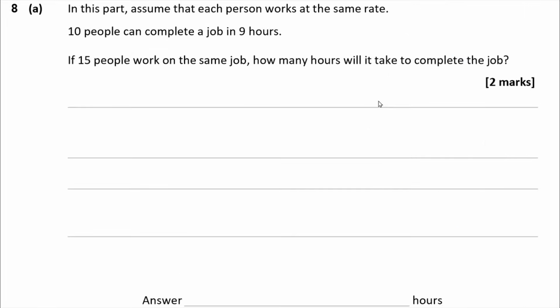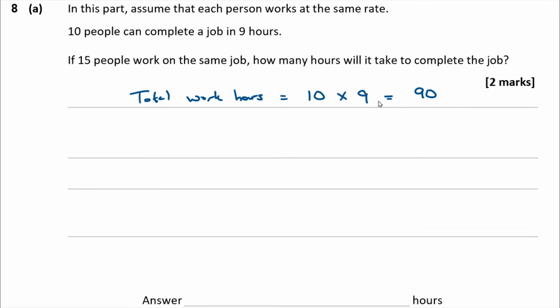Question 8a. In this part, assume that each person works at the same rate. So we've got 10 people and they can complete a job in 9 hours. If 15 people work on the same job, how many hours will it take to complete the job? Okay. Well, if there are 10 people taking 9 hours, then the total work hours is going to be the 10 people each doing 9 hours of work. Now that's a total of 90 work hours then, isn't it?